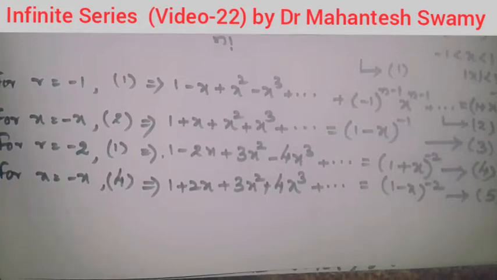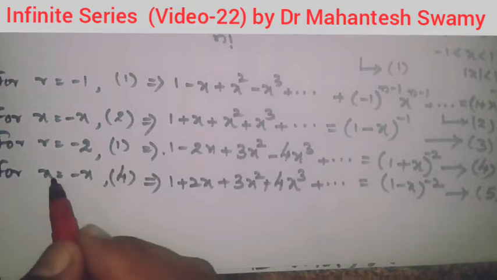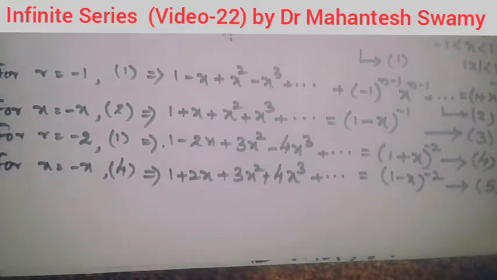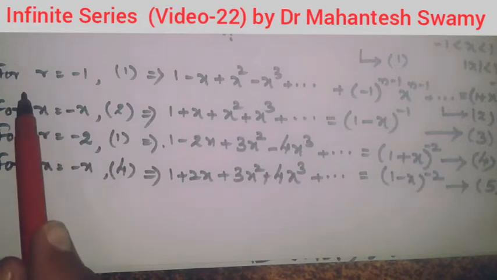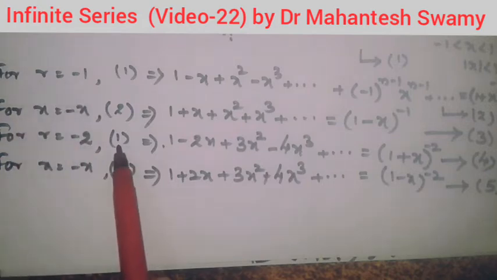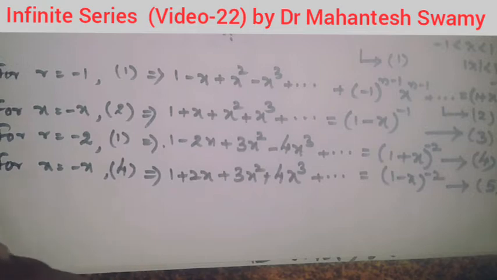Now like this we are going to have these important results. Along with them we have one more very important result, that is when r is equal to a rational number p by q. So these are the cases when r is particularly minus 1 and minus 2. Now when r is a number of the form p by q, then what is the result?